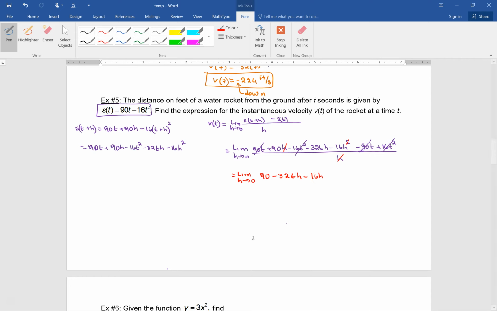Is it? Oh, I didn't take one. Oh, I didn't cross that one out. Sorry. Minus 32t. Therefore, v of t is... right. That means, okay, this is the v of t.